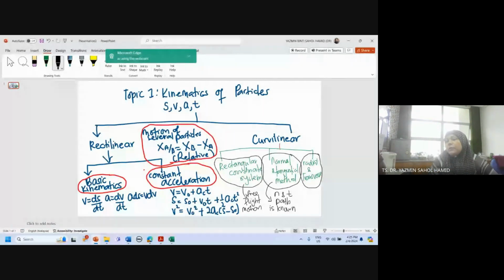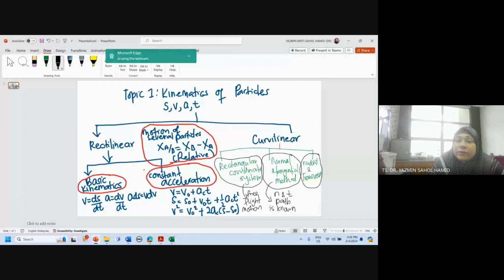Or for example, you have a string, like a swing. How does the swing move? It moves in a curved line, that is correct. And the path is known. You know it's going to sway up and then it's going to come back down. So you know the path. So this is an example for normal and tangential method.